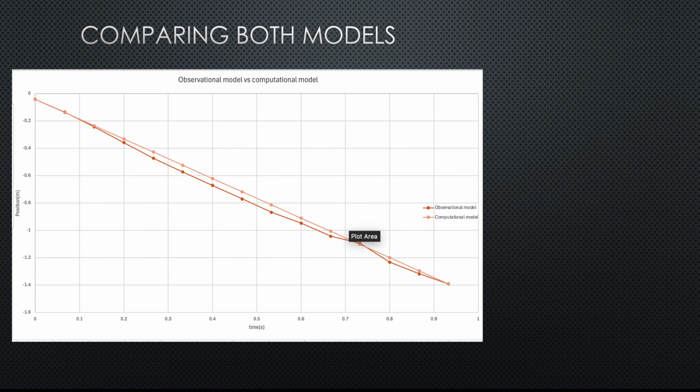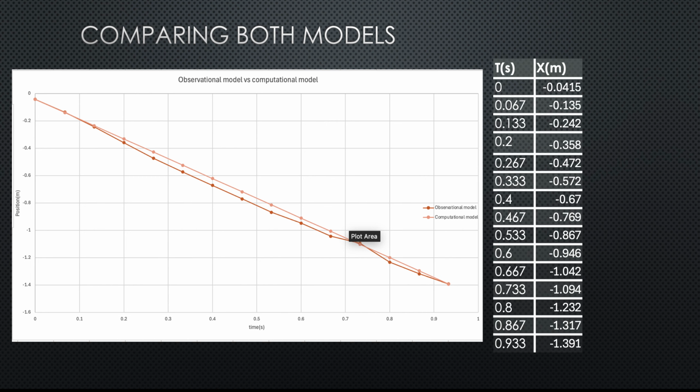Alright, now let's compare both models. As you can see, the observational model has traveled further than the computational model. This is simply because the computational model assumes that the net force is 0, whereas the net force isn't 0 for the observational model because of other forces acting on the bottle like friction and air resistance. And because it traveled more in the observational model, the applied force was greater than the frictional force and air resistance combined, rather than being equal.